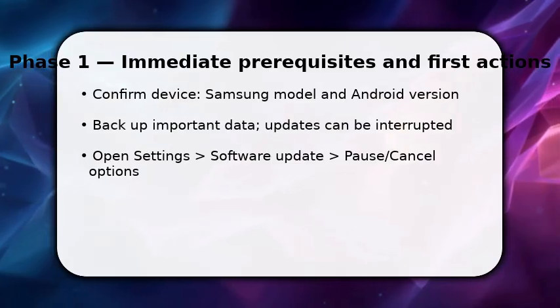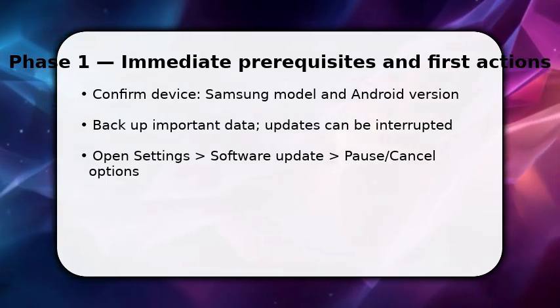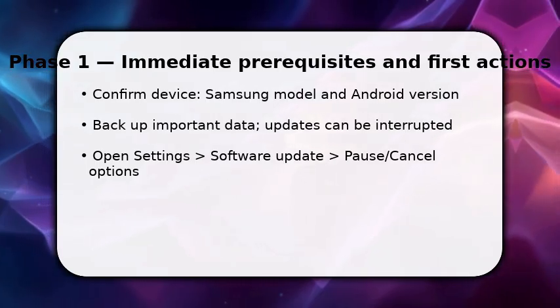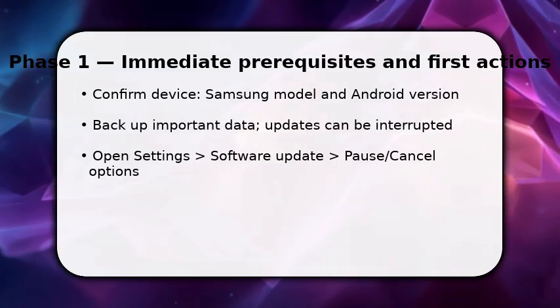You start by verifying your Samsung model and Android version so you know which update behavior to expect. Next, back up any critical data. Interruptions can corrupt files. Then open Settings and go straight to Software Update. You want to see download progress.